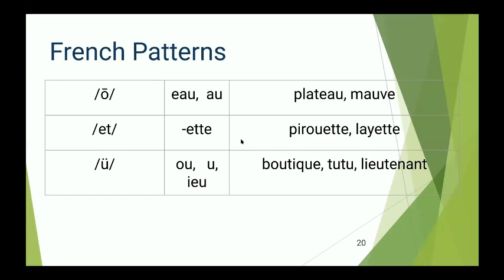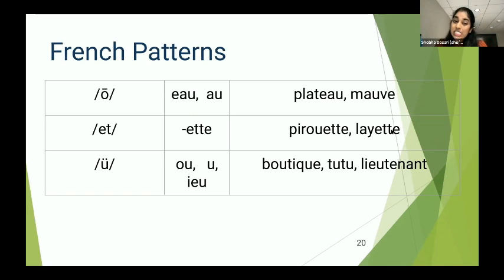Next is the et sound in French, which is spelled ETTE. ETTE is also what is called a diminutive suffix. So it basically makes the core of the word smaller and female in French. Pirouette, for example, has the et sound, which is spelled ETTE. And then layette also has the et sound, which is ETTE as well.